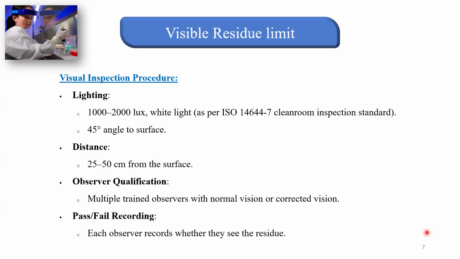Another important aspect is observer qualification. The inspection is carried out by multiple trained observers who have normal or corrected vision. Using more than one observer helps to reduce subjectivity and improves reliability of the results. During inspection, each observer records pass or fail results, including whether the residue is visible or not under the defined conditions. This standardized inspection procedure ensures that VRL determination is consistent, repeatable, and acceptable from the regulatory point of view.